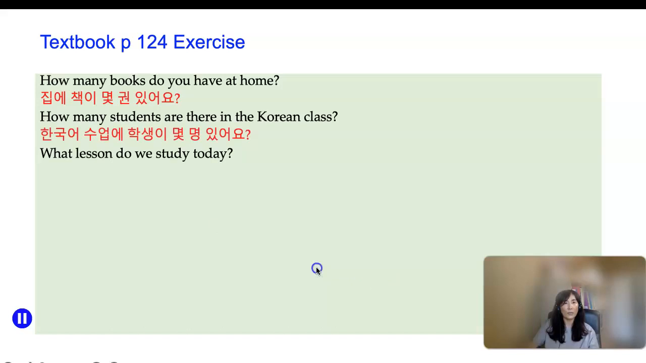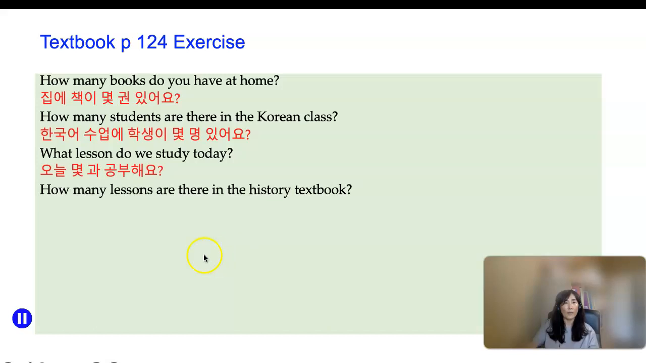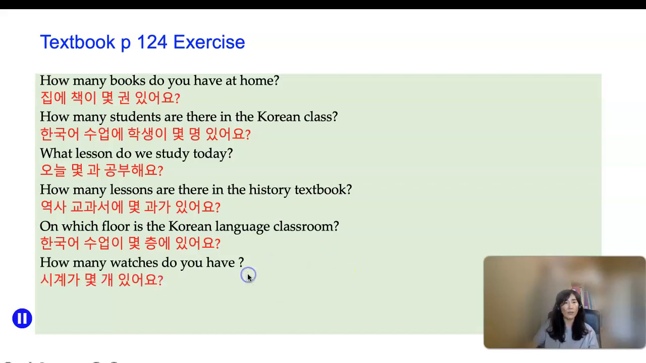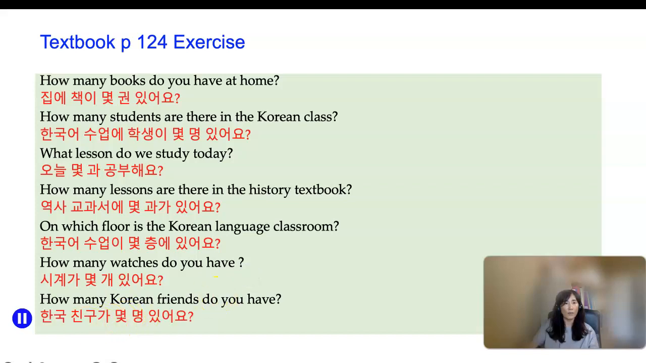What lesson do we study today? 오늘 몇 과 공부해요? How many lessons are there in the history textbook? 교과서에 몇 과가 있어요? Which floor is the Korean language classroom? 한국어 수업이 몇 층에 있어요? 시계가 몇 개 있어요? 한국 친구가 몇 명 있어요?